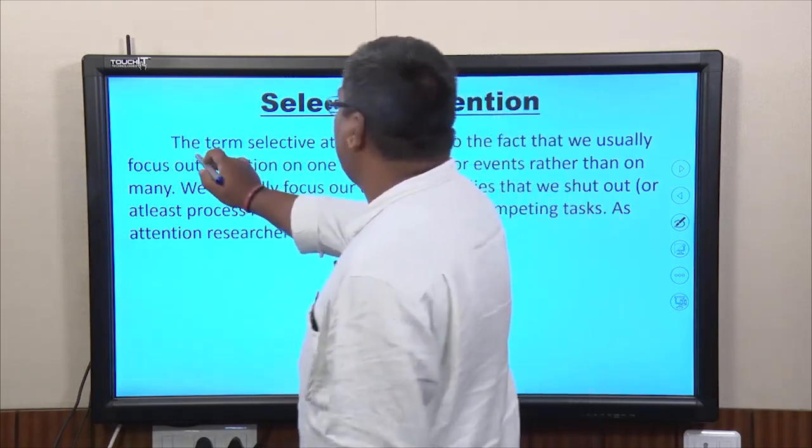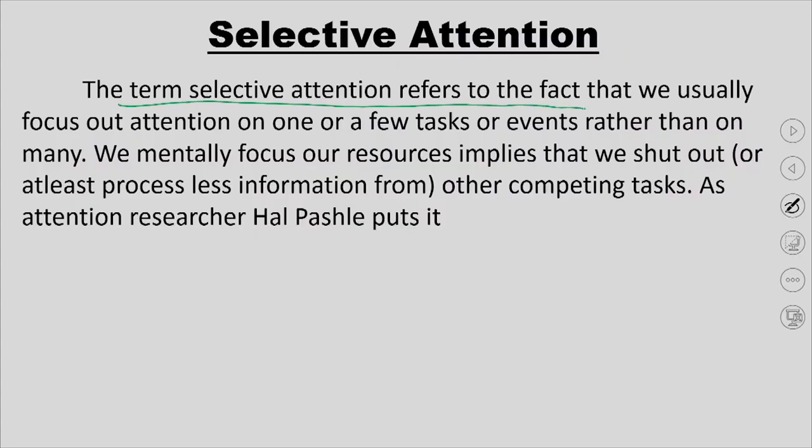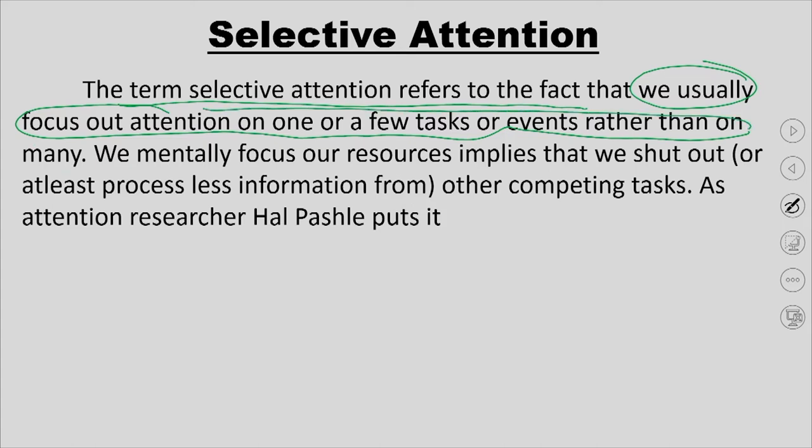So, what is selective attention? The term selective attention refers to the fact that we usually focus our attention on one or a few tasks or events rather than many. So, selective attention tells us that we focus our attention on some task and not on all tasks. We mentally focus our resources, which implies that we shut out, or at least process less information from, other competing tasks.